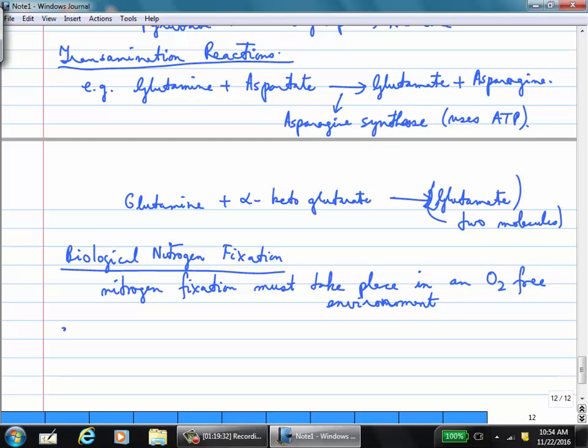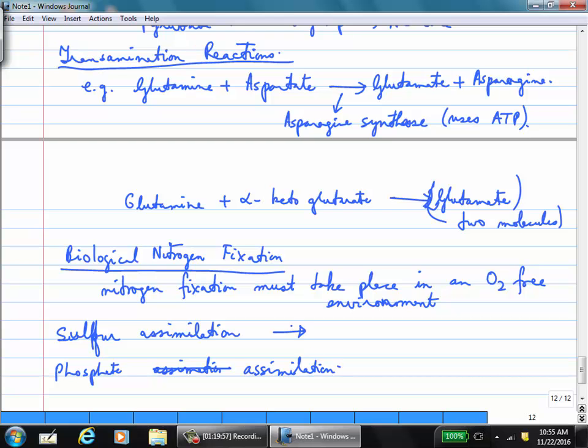And then the last thing that I want to talk about is sulfur assimilation and phosphate assimilation. Sorry. So sulfur in the soil is present in the form of sulfate, right? And so sulfate ion, and phosphorus is in the form of the phosphate ion, right? Sulfate, and then phosphorus will be phosphate ion.